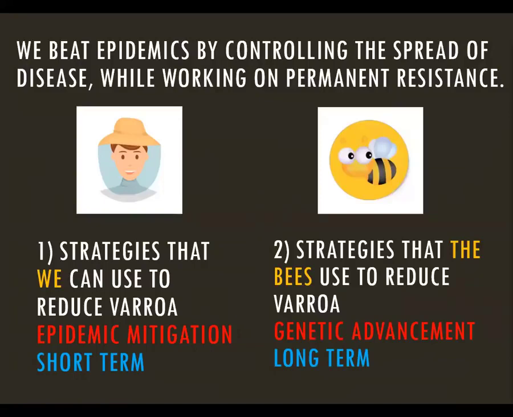And then in the background, there are breeders and there are researchers who are working on strategies that the bees use to reduce Varroa mites. And this is breeding, and this is genetic advancement, and this is the long-term strategy. There's never a case where we have another animal that gets an epidemic, and the way that we beat it is just by letting a bunch of animals die. Breeding for resistance is actually a lot of work, and that requires a lot of effort and a lot of planning.